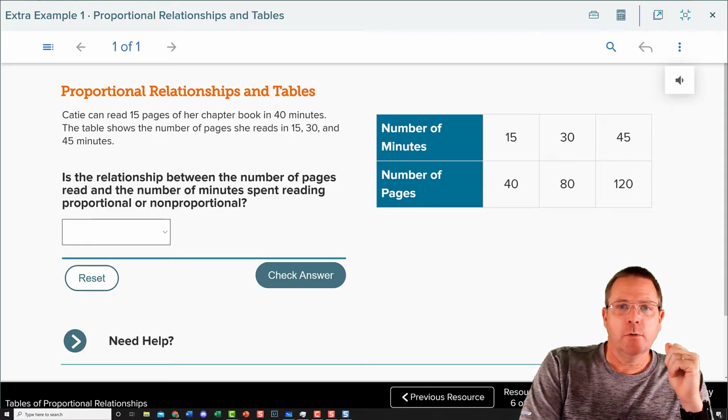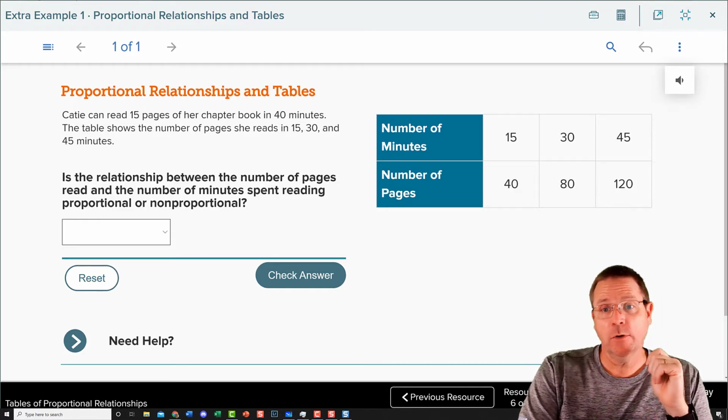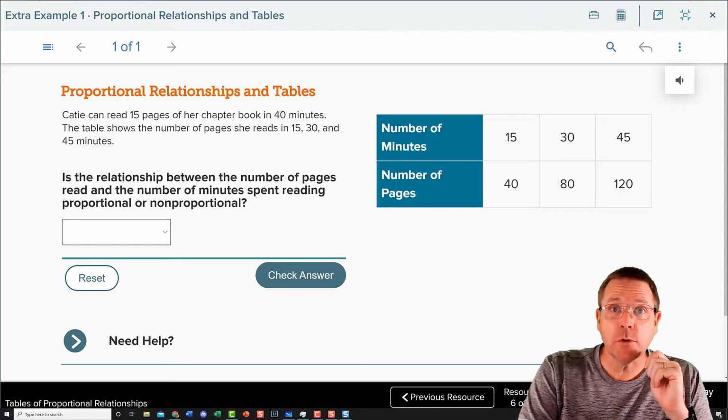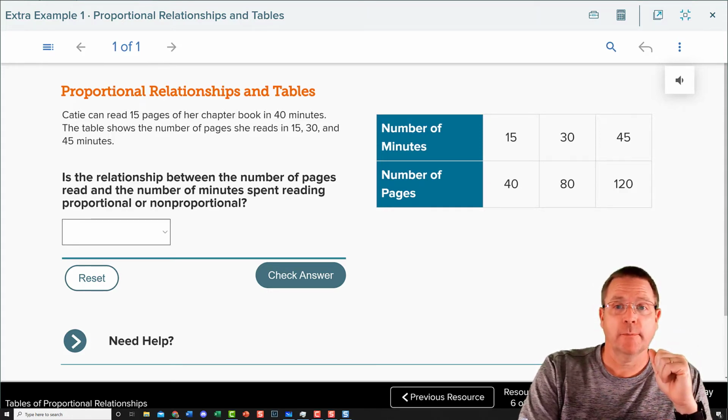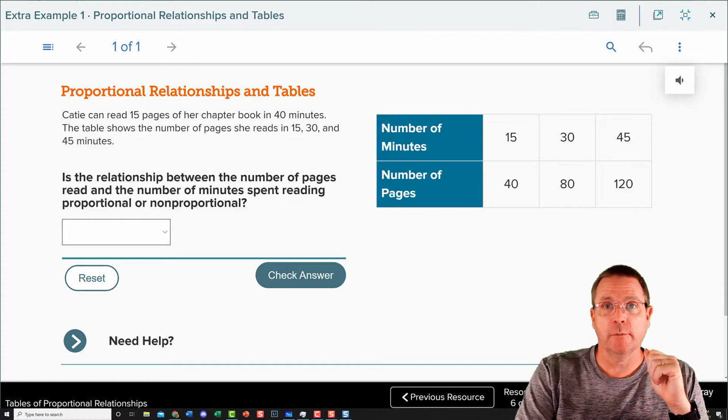What I want you to do is pause the recording, read this problem, solve it using good high quality supporting work like I showed you, and check your answers. Pause the recording now and do that, please.